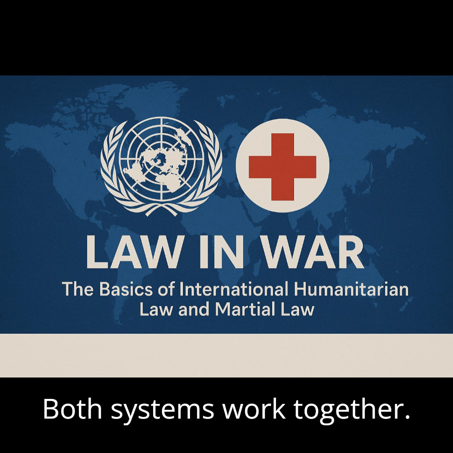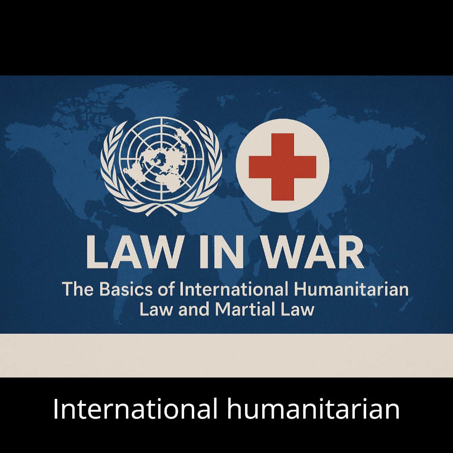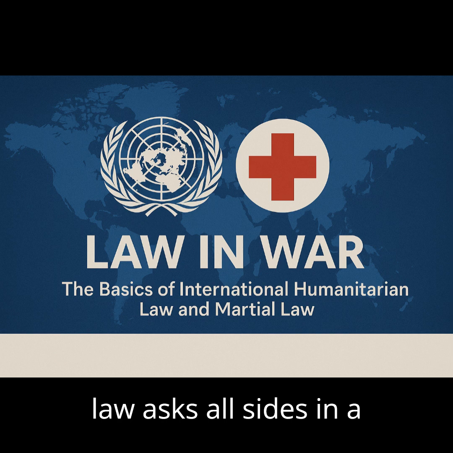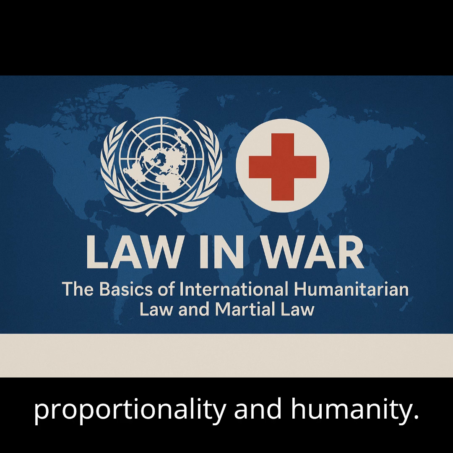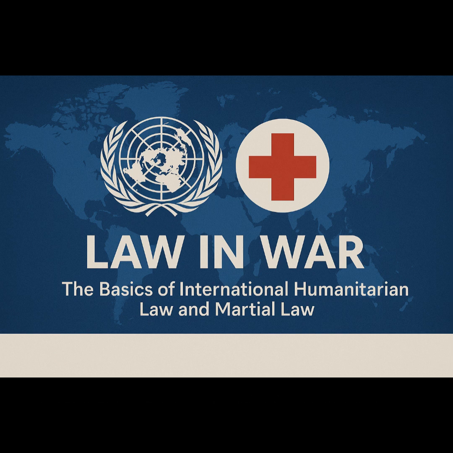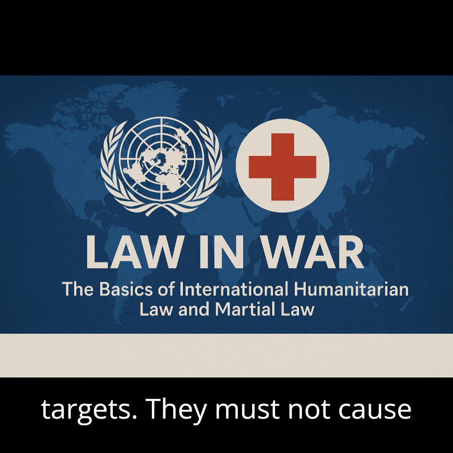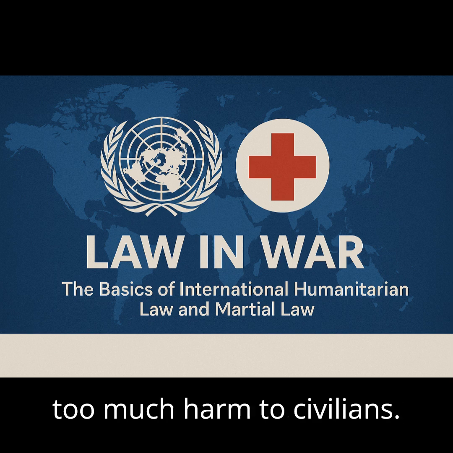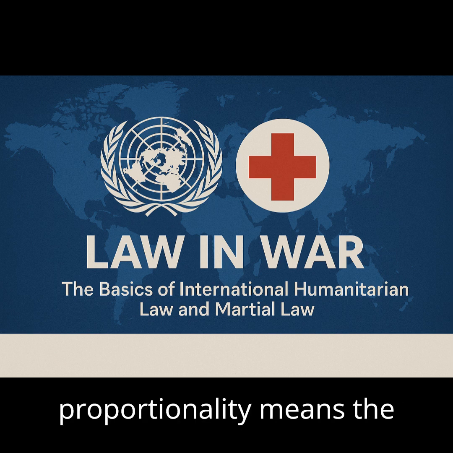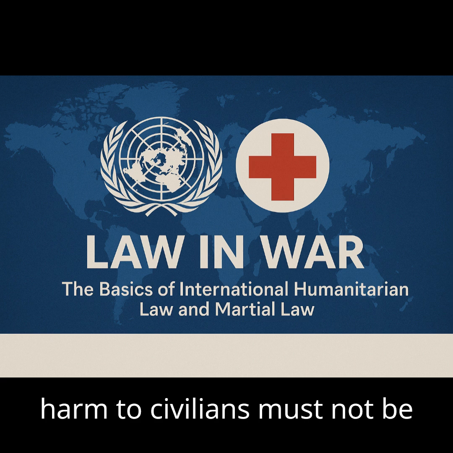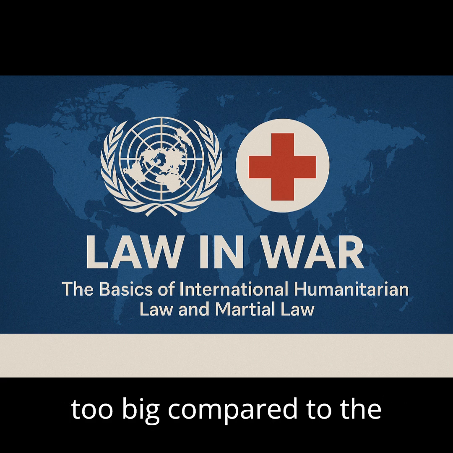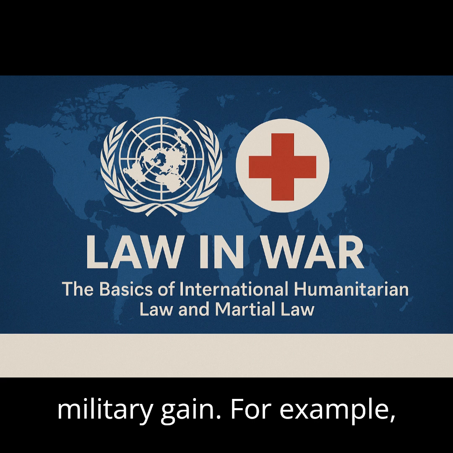Both systems work together. International humanitarian law asks all sides in a conflict to follow the principles of distinction, proportionality, and humanity. They must see the difference between military and civilian targets. They must not cause too much harm to civilians. The principle of proportionality means the harm to civilians must not be too big compared to the military gain.